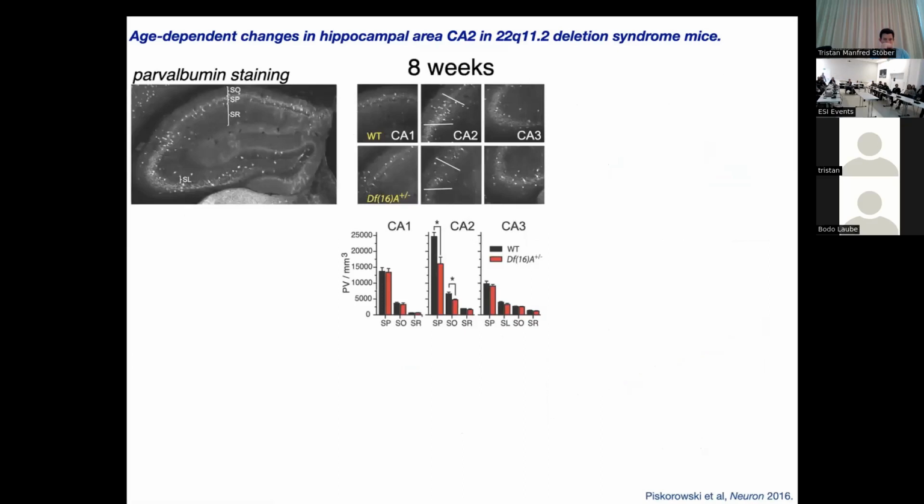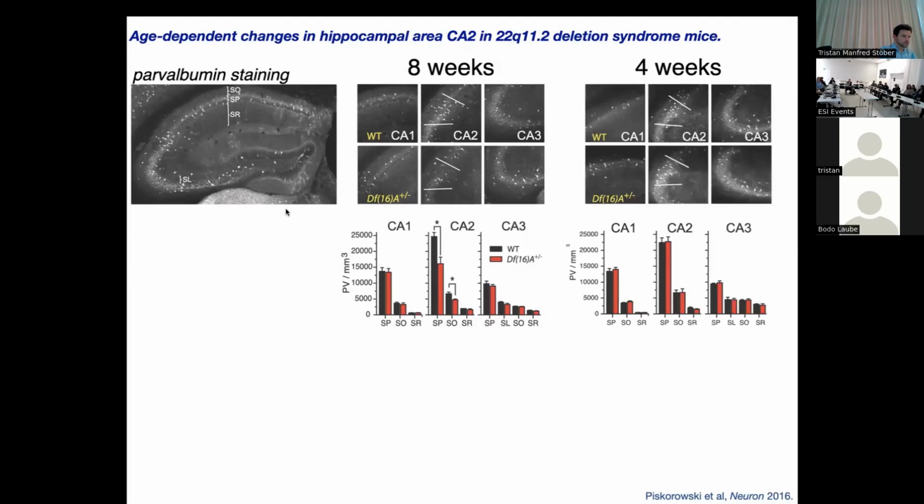Other things we saw that were interesting, and here we're coming back to the parvalbumin interneurons, is that when we looked at the overall density of parvalbumin staining, we found in adult mice that there's a decrease specifically in CA2, in the stratum pyramidale and oriens, that we didn't see in CA1 and CA3. And this is very similar to what was reported in human postmortem patients. We did not see this in young animals. So this is indicative of this sort of age dependence to the disease onset in this model.